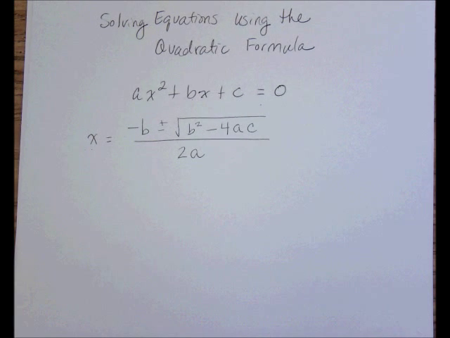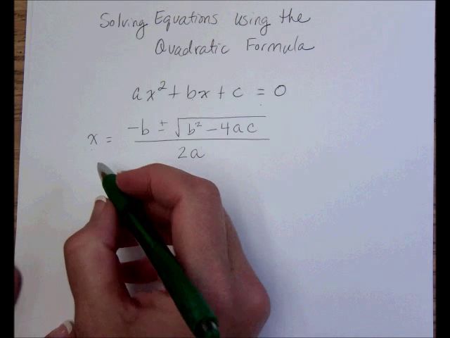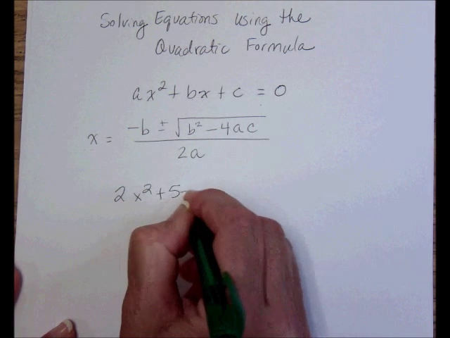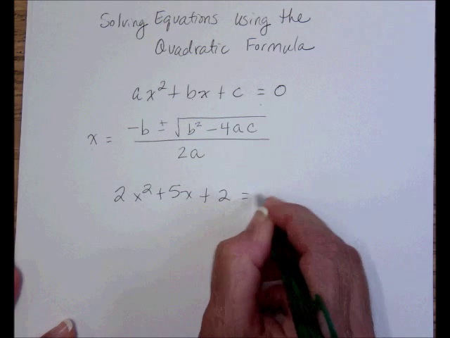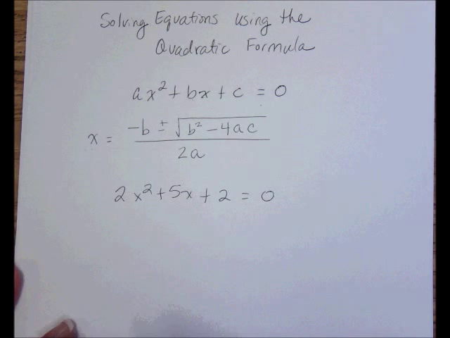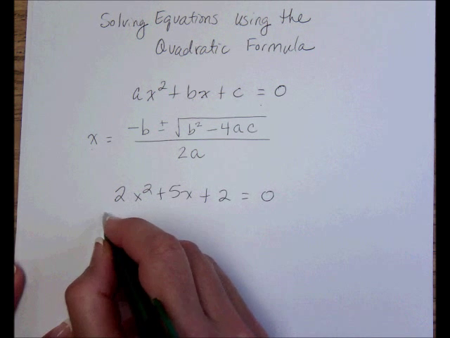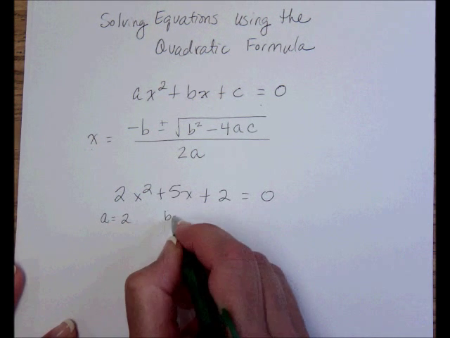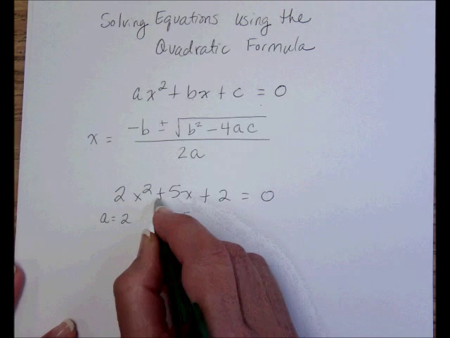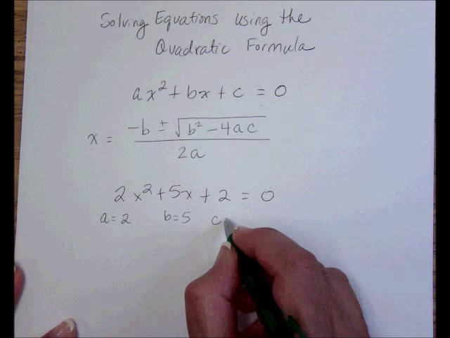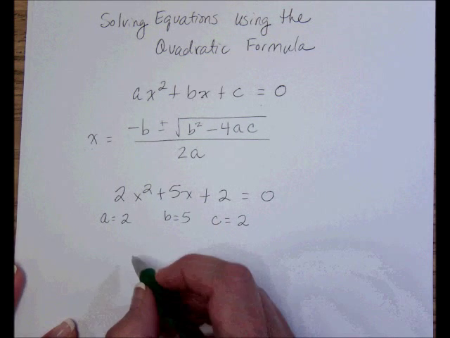So let's start with the problem. Let's start with our first problem. It's going to be 2x squared plus 5x plus 2 is equal to 0. In this case, I'm going to identify my variables, a, b, and c. So a is equal to 2, b is equal to 5, a positive 5. If it was a subtraction sign here, it would be negative 5. And c is equal to 2.